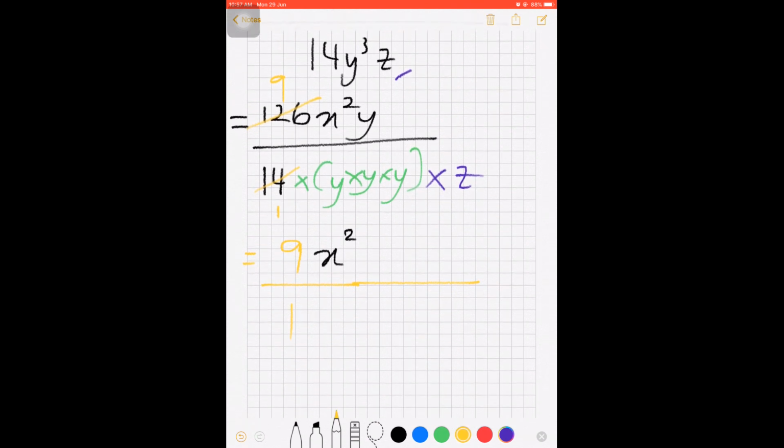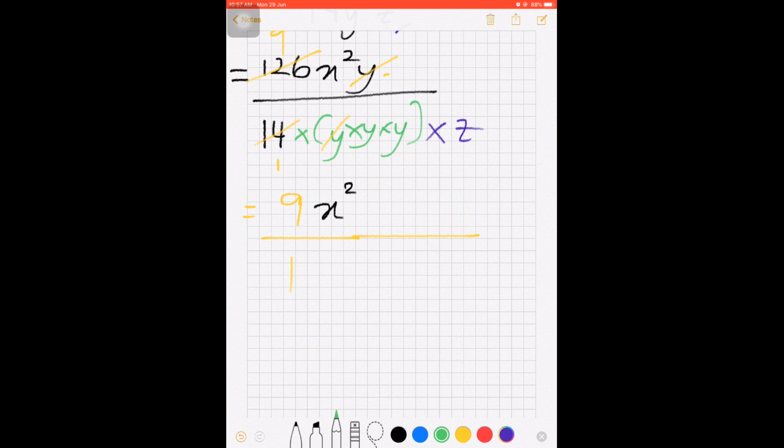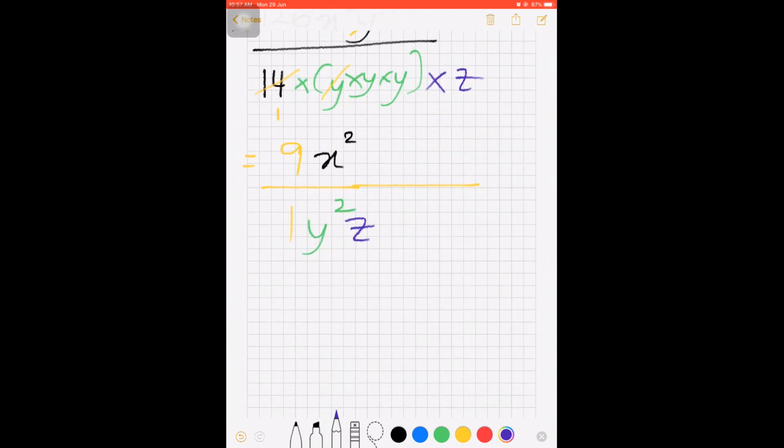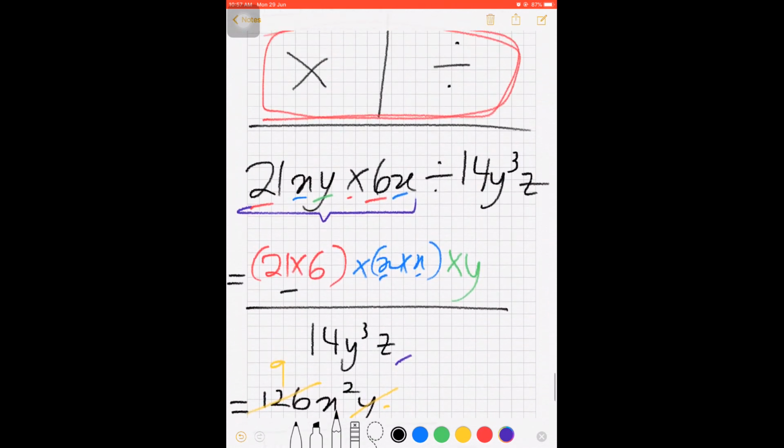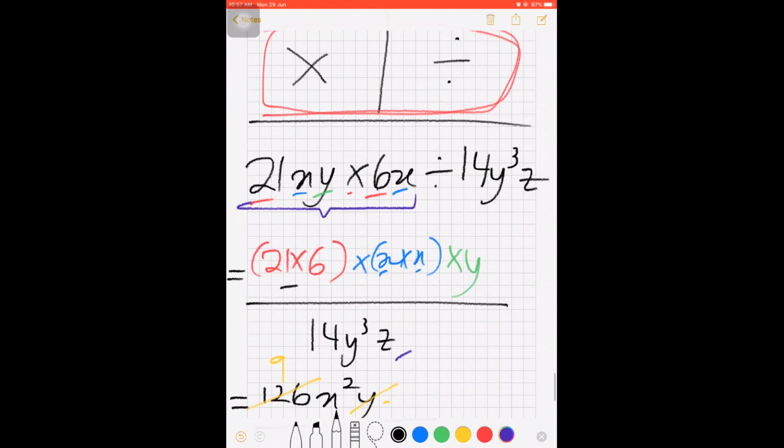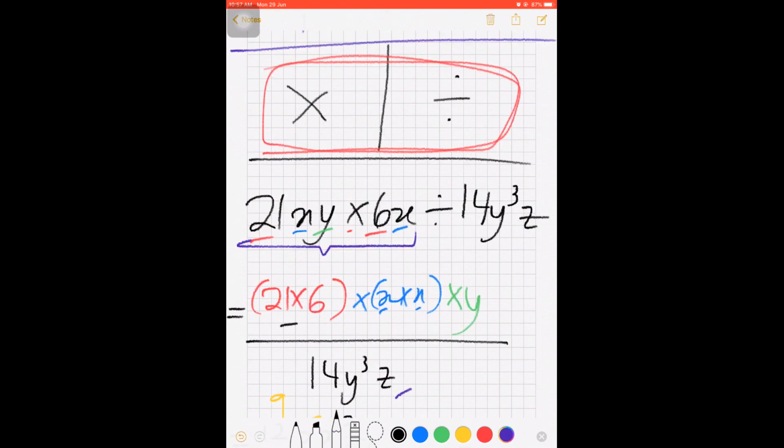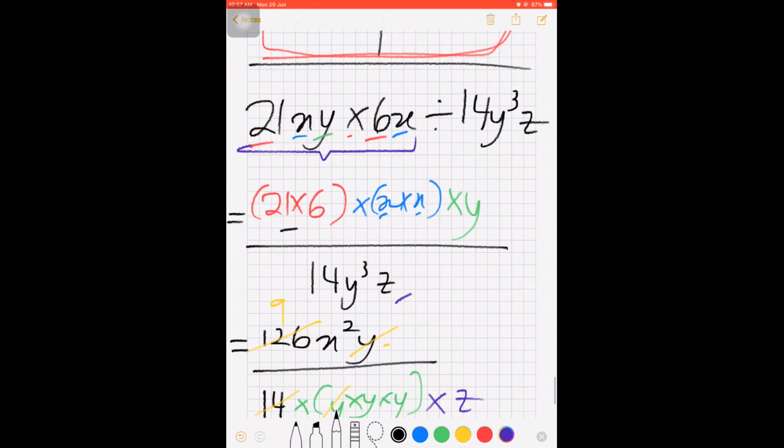Y pula potong. Potong here, potong here. So Y atas ni tak ada dah. So there's no more Y up here. There's only Y down here. 1, 2. So Y squared. Then Z, because there's nothing else. So what's the answer? 9 divided by 1 becomes 9. X squared over Y squared Z. Just like that, okay? So remember when it comes to questions like this, you just gonna do one by one je. It's not hard.